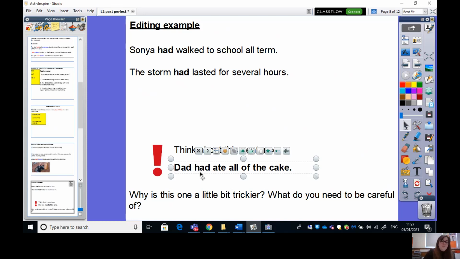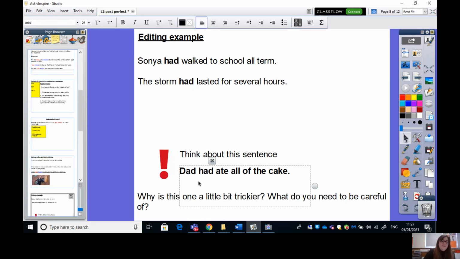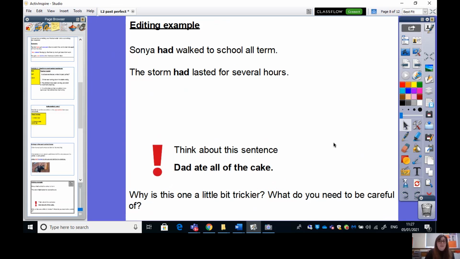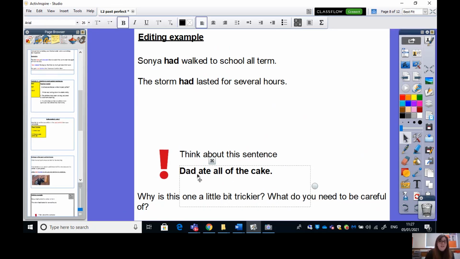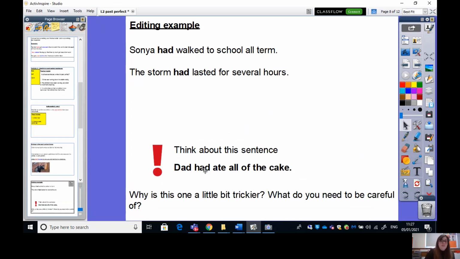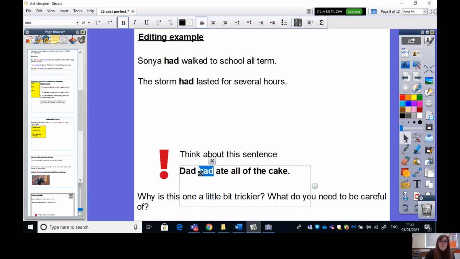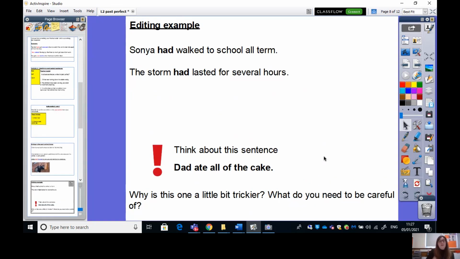Dad, oh sorry, we can see that if I had Dad ate all of the cake, if I put had in front of ate, it wouldn't make much sense. So what is it about this sentence that's a little bit trickier? What do you need to be careful of? I'll give you a moment to think about that.